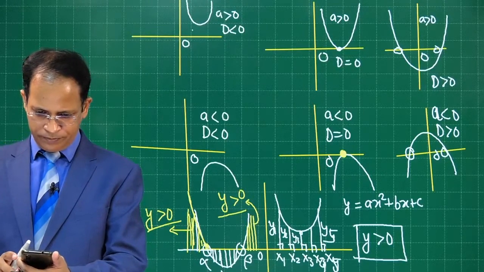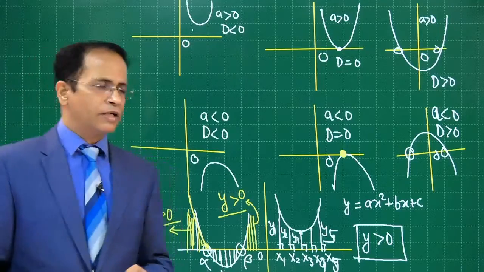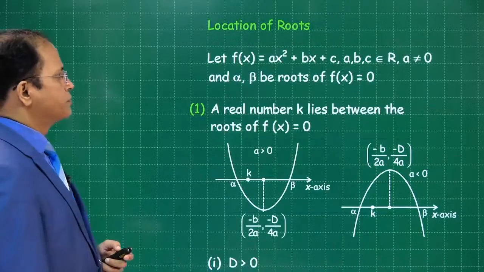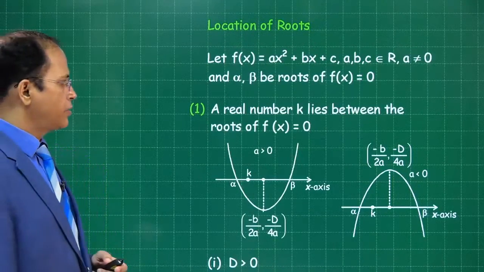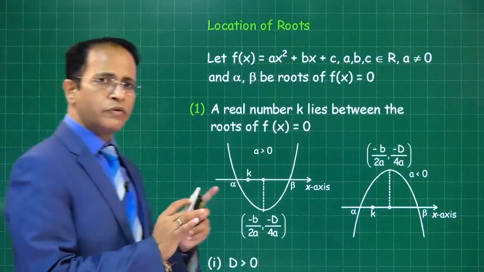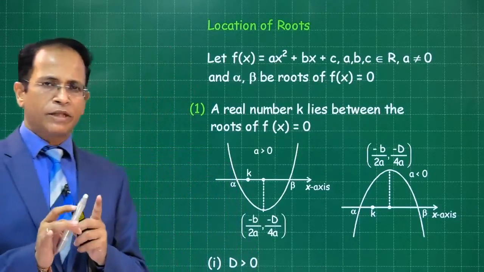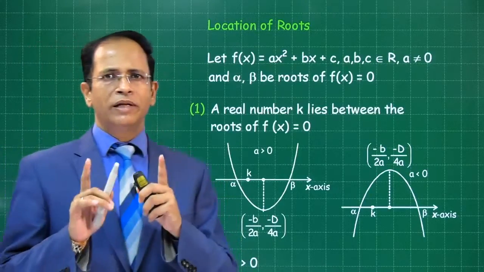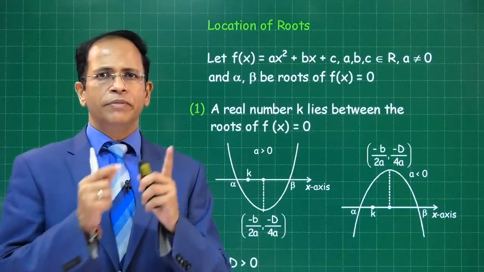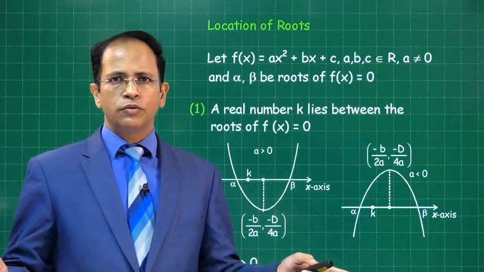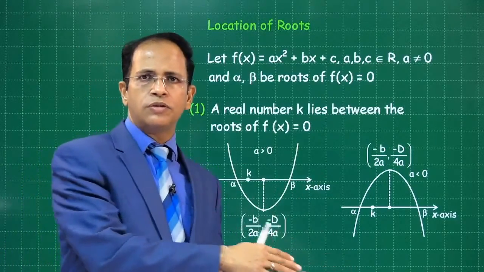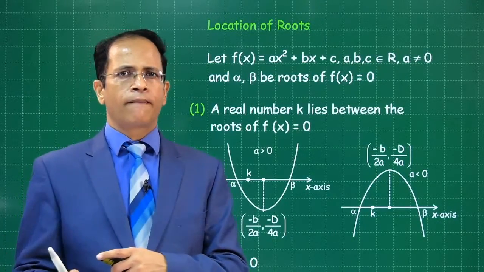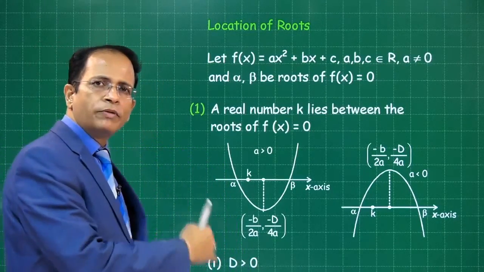Okay. Now, let us go to the next part, the location of roots. The location of roots is basically a concept where we are placing constants between the roots, away from the roots, or maybe on the left hand side of the roots, or maybe on the right hand side of the roots. Got it?